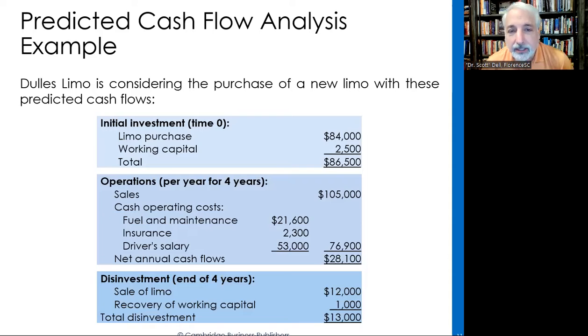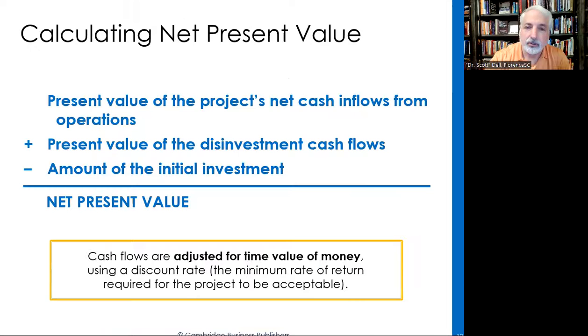So let's take a look at a limo purchase, or considering a limo purchase. We have the actual outlay up front of the limo purchase, plus the working capital needs up front. We have the operations. We're going to have revenues less cash cost. And again, it's all cash flow based. So we have fuel and maintenance, insurance, and we have a driver salary. Net annual cash flows after revenues less expenses of 28.1. And then we have the disinvestment. There's a salvage value of the limousine at the end of the 4 years. And we also have a recovery of some of the working capital associated with that at the disinvestment phase, or the sell-off phase, or at the conclusion.